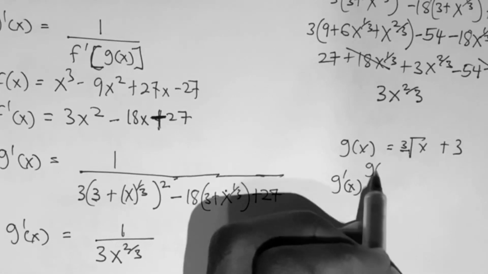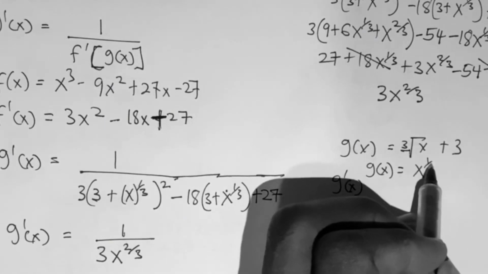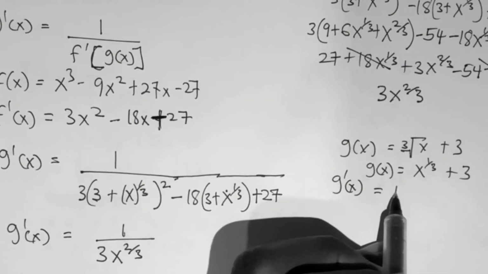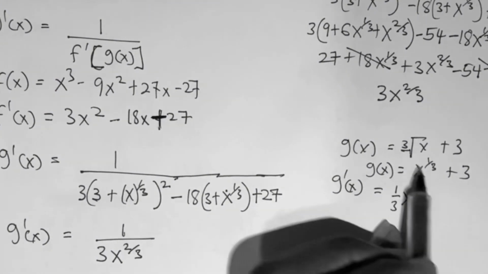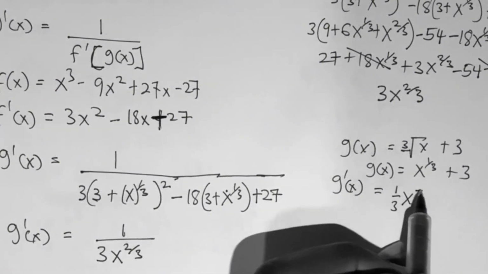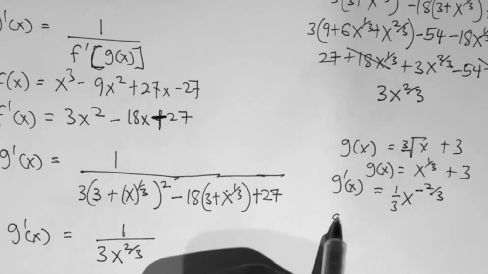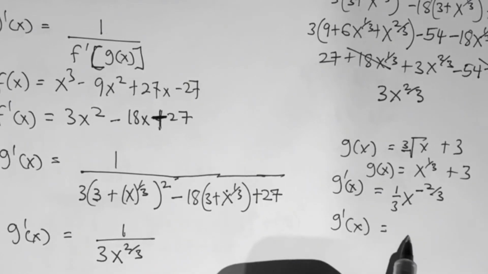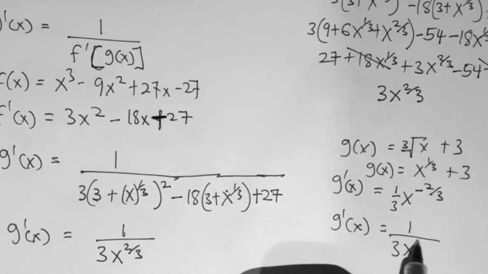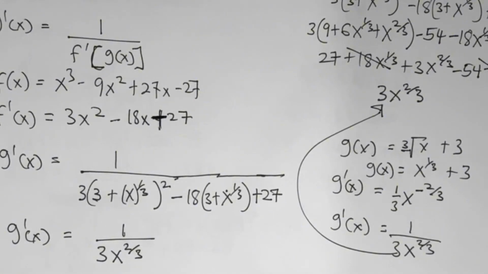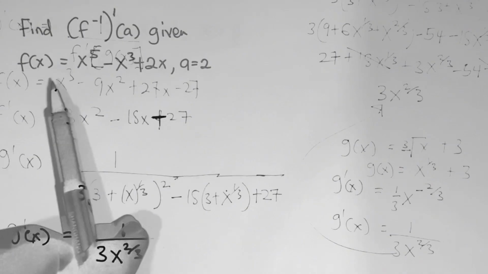But then let me write g of x as x exponent 1 over 3 plus 3. So g prime of x is equal to, bring 1 over 3 down, which is 1 over 3x. Then subtract 1. If you subtract 1 from 1 over 3, you get minus 2 over 3. And if you differentiate 3, it is 0. So g prime of x in this case is equal to 1 divided by 3x exponent 2 over 3, which is the very result we got from the first instance. And therefore, our answer is correct. So g prime of x is 1 over 3x exponent 2 over 3.